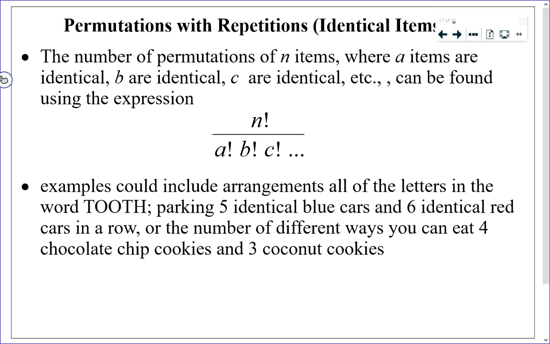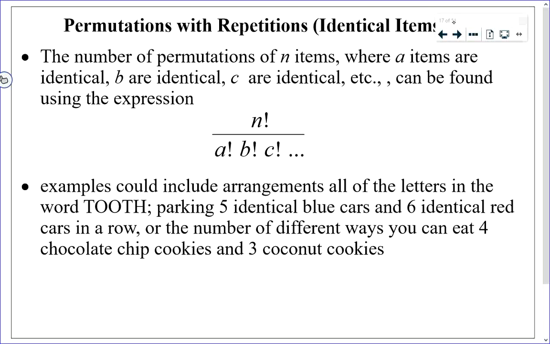There are 5 letters in the word tooth, so the number of different unique arrangements of those 5 letters would be 5 factorial, but you would need to divide that by 2 factorial because there are 2 T's. You would also need to divide that by 2 factorial because there are 2 O's.